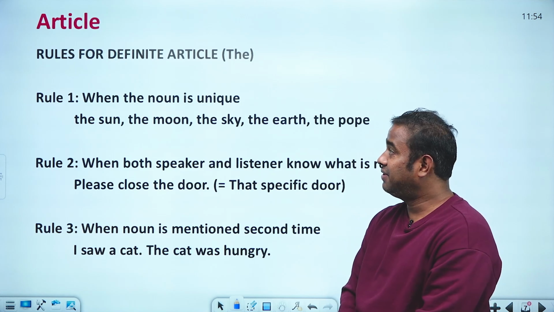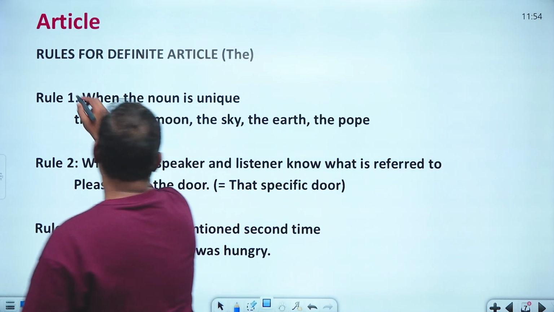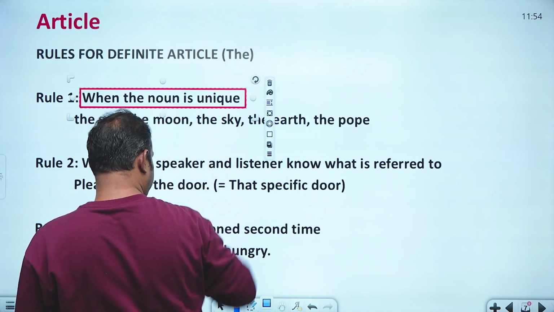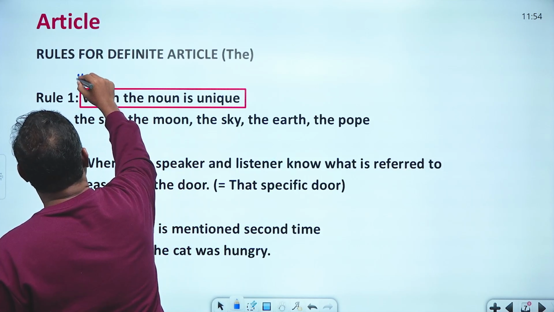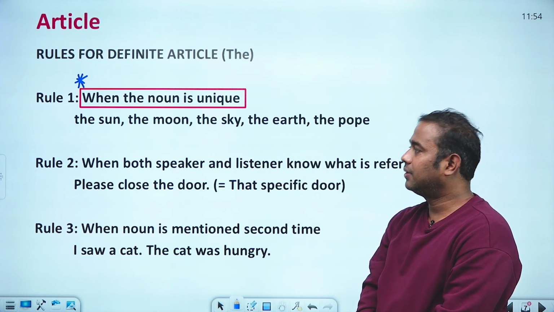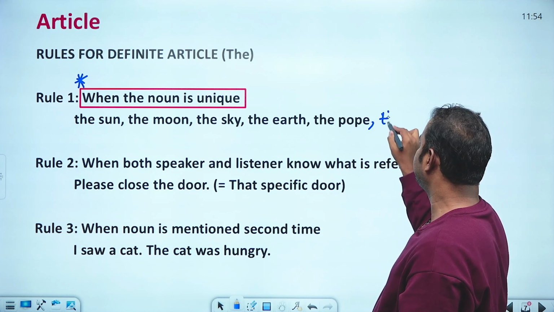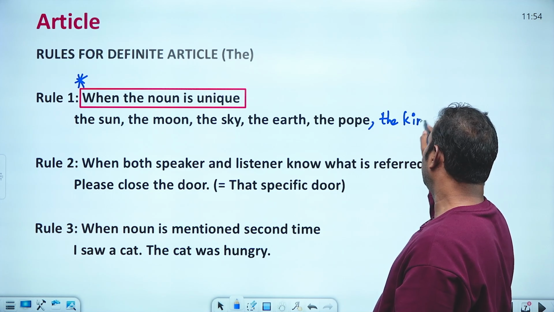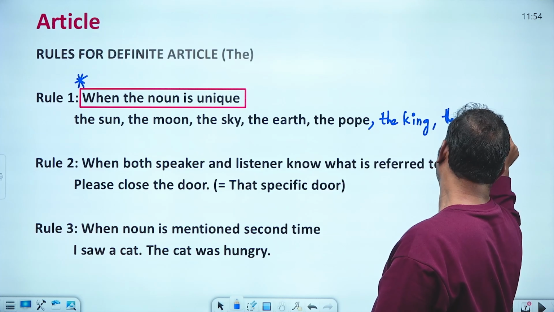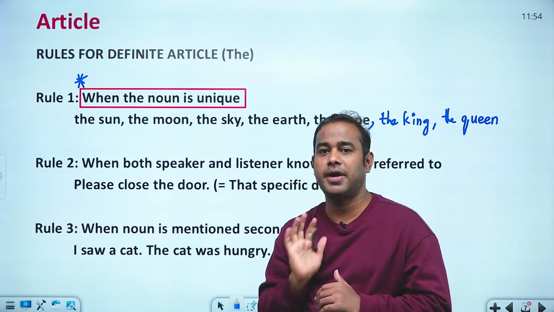The rules and regulations for this definite article are here. Whenever the noun is unique, as I mentioned very frequently, this is a very important point, then you have to use the definite article: the sun, the moon, the king, the pope. The pope will be only one person. Likewise, the king, the queen. There will be only one person, not so many people. That time you will be using a definite article. That's an important point you should remember.